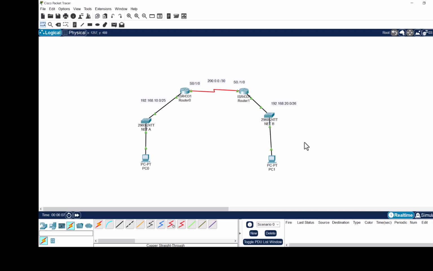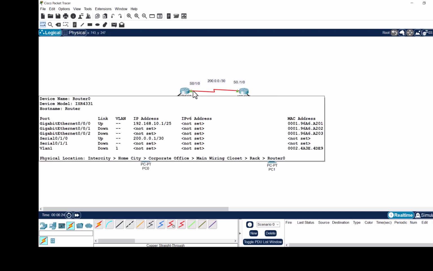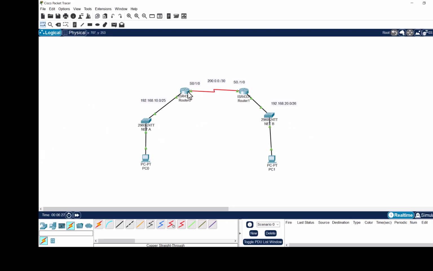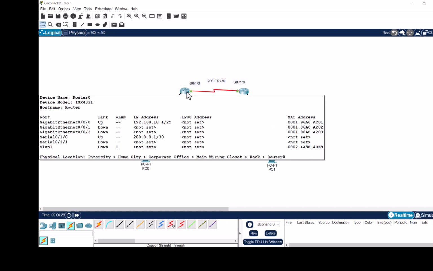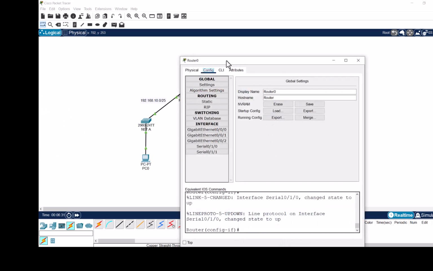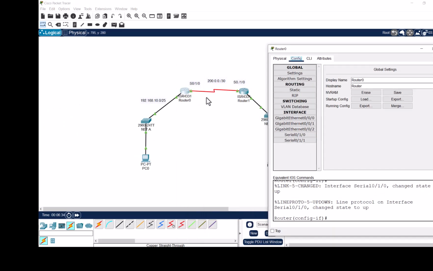So network A cannot communicate with network B. You either need to configure a default static route between the 2 routers, but this time we'll study EIGRP. EIGRP is a dynamic routing protocol, and it's very simple. You just go to each router, enable EIGRP, and tell it what networks the router needs to broadcast to neighbors. So, for example, router 0 needs to broadcast network A and the WAN. Router 1 needs to broadcast network B and the WAN.